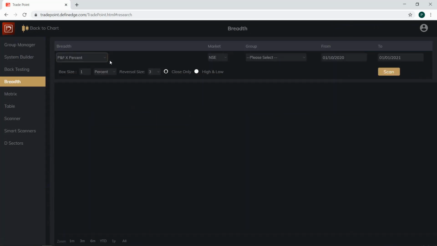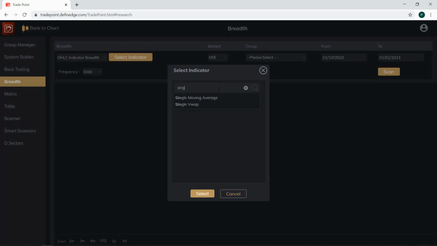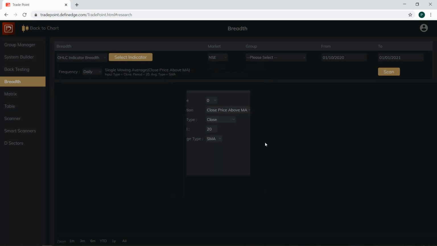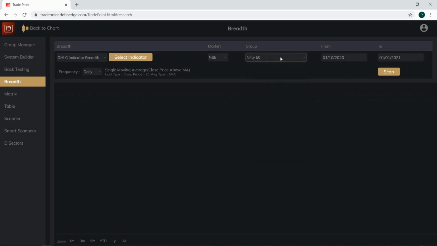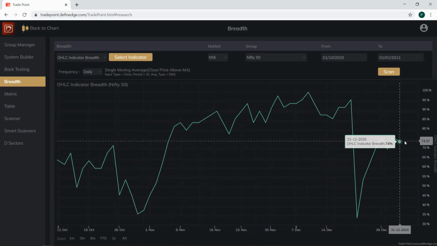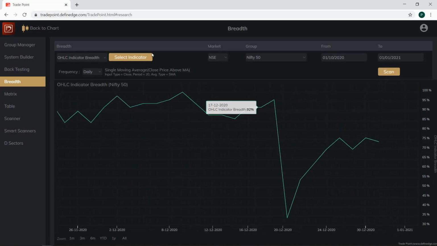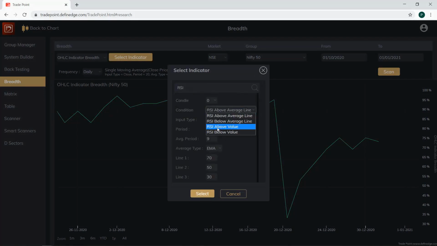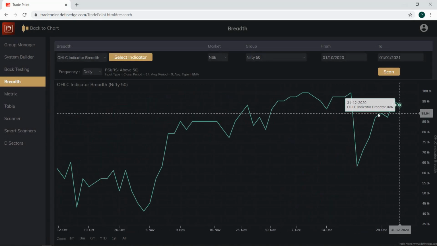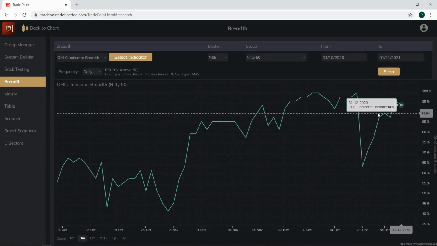So if you go to the breadth chart, you can select an indicator. For example, closing price above 20-day, and you get to know how many stocks are trading above the 20-day moving average, right? In the same way, how many stocks are trading above RSI 50, and then you can see the past performance as well, or things like advance decline and all.